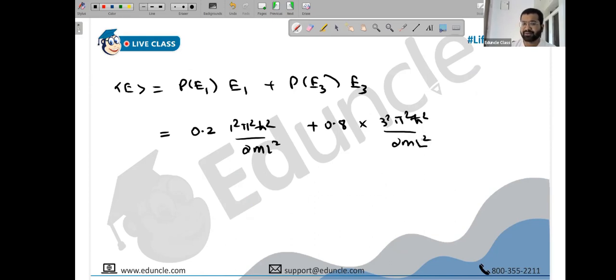The beautiful part about the 1D box, people, is that n there is a quantum number. In 2D and 3D, the problem is that n is not a quantum number. But in the 1D box, the best part is n is a quantum number. So you can just write 1 has 1 square and 3 has 3 square. But in 2D, 3D, we don't have that option.